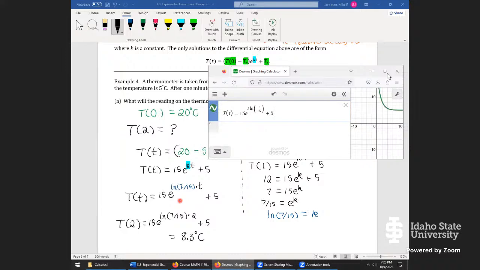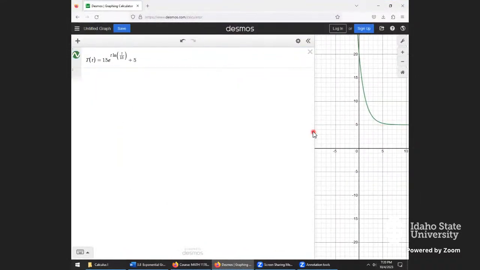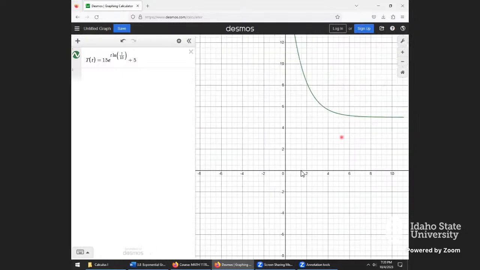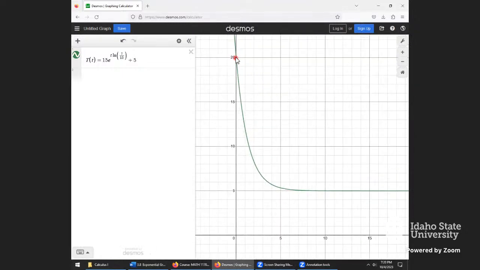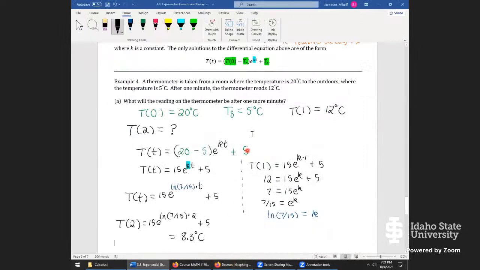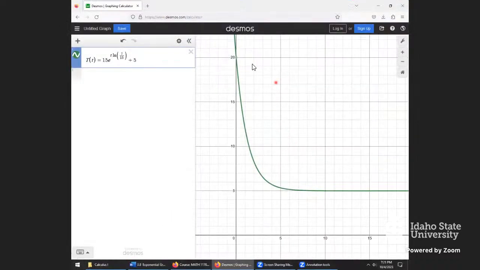plus 5 gives us this kind of graph. Initial temperature is right here at 20 degrees. At 1 minute, it dropped down to 12 degrees, but it looks like when it keeps on dropping, it's slowing down. It's approaching a horizontal asymptote. That horizontal asymptote ought to be the surrounding temperature of 5 degrees Celsius. So it's going to approach it extremely fast at first, but then it sort of levels off. There'll be little change once you're around the 5-minute mark.